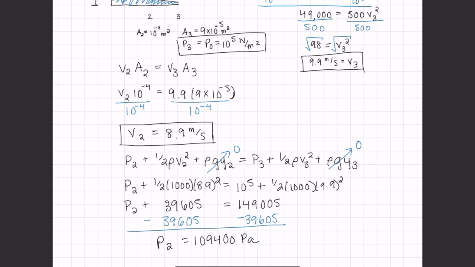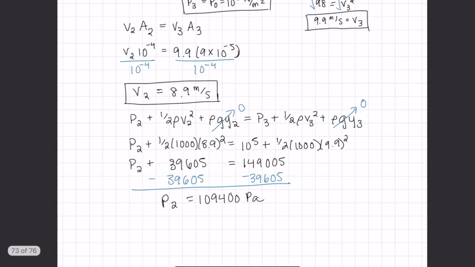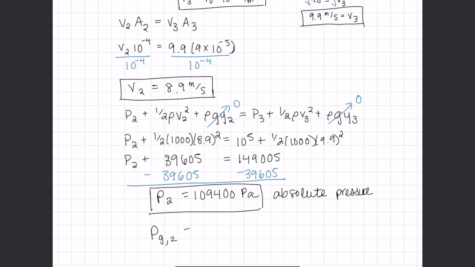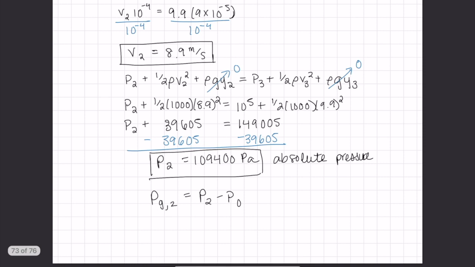And then we'll go ahead and subtract that 39,605 to get 109,400 pascals. Now, I didn't ask this on here, but just in case, if I had wanted the gauge pressure instead, this is going to be our absolute pressure. So if I wanted to get gauge pressure from this, I'll say PG2, that would be absolute pressure at 2 minus atmospheric pressure, so we'll just take that minus 10 to the 5, and gauge pressure would be 9,400.